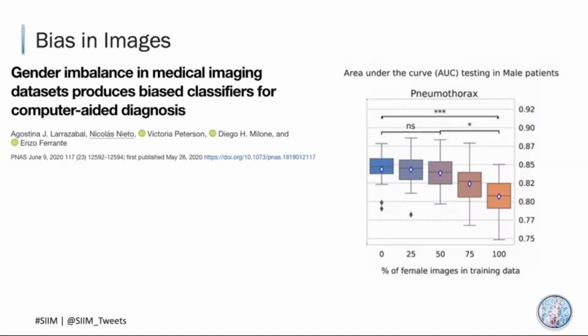Recent studies have shown that imbalances in demographic representation in deep learning models can lead to biased algorithms. For example, in this chart, deep learning models were trained to identify pneumothorax on chest X-rays. When tested on images of males, models with more female representation, as noted on the x-axis, tended to perform worse on these male images, indicating sex-based bias in these algorithms.